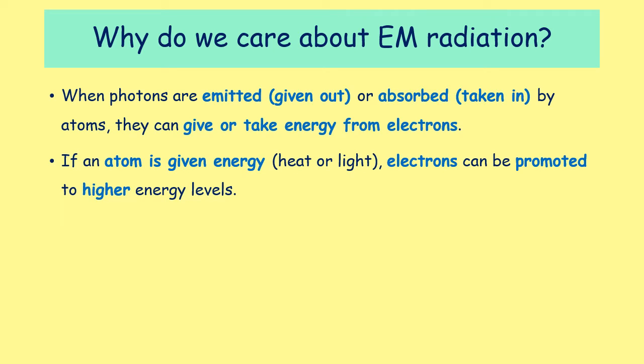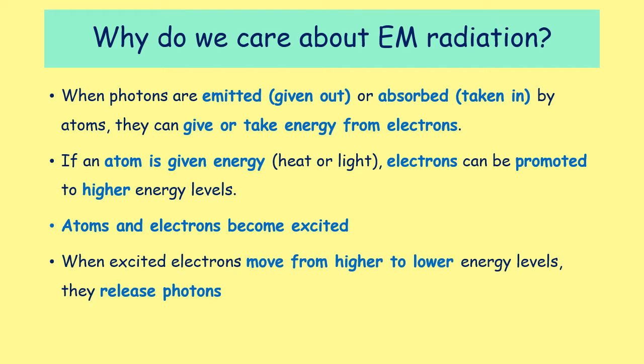So if an atom is given energy, if it absorbs a photon, the electrons move to higher energy levels. So they jump from one energy shell to an energy shell that's further away, higher in energy. We call that becoming excited or promoted. Better word is excited. So atoms and electrons become excited.